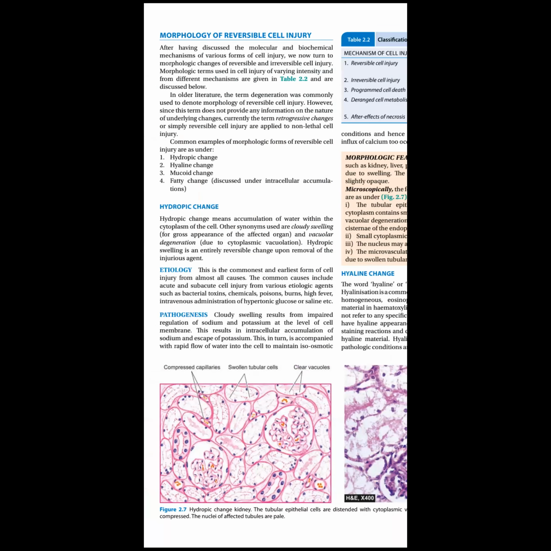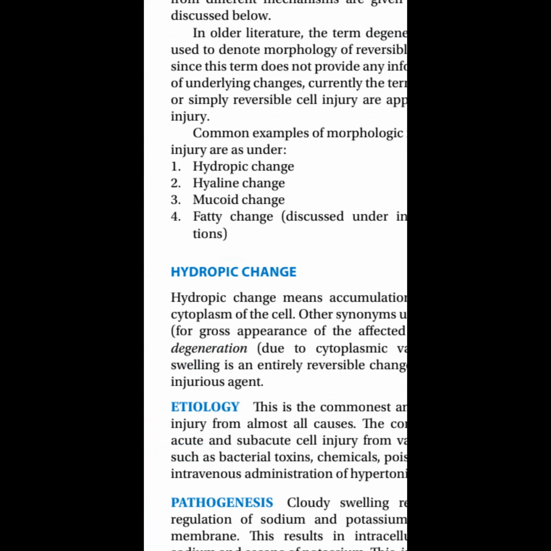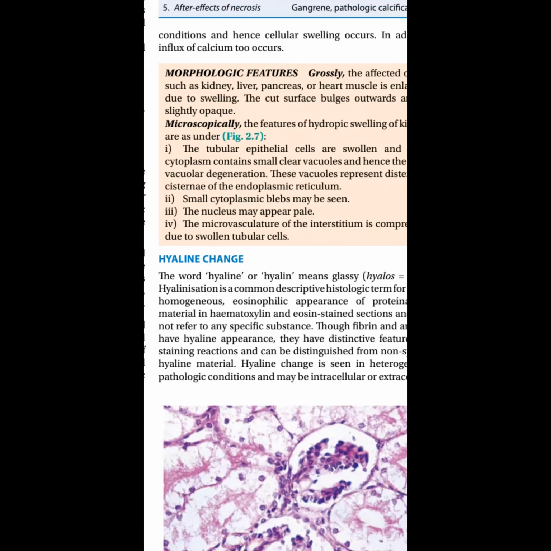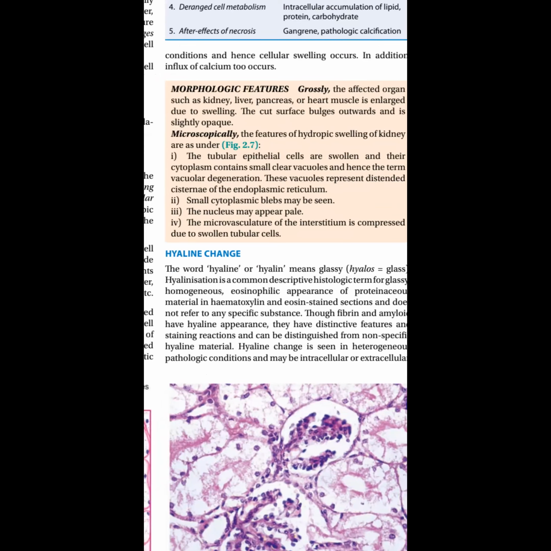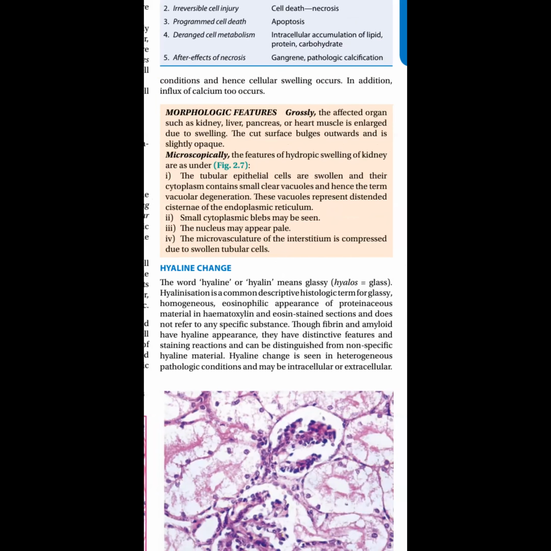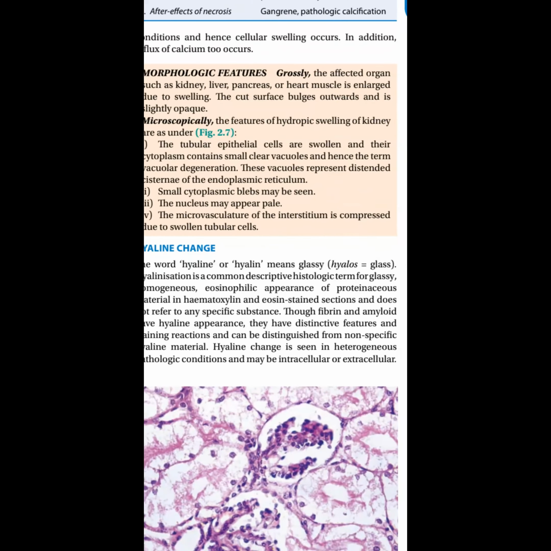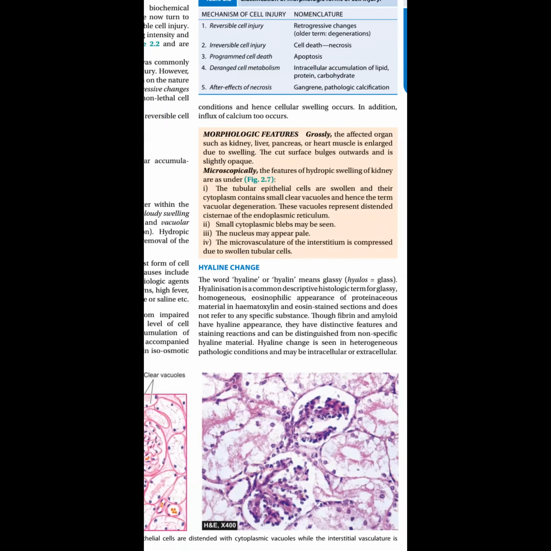And if I ask, give the morphology of the reversible cell injury, then you have to give these four: hydropic, hyaline, mucoid, and fatty changes. Now the second is the hyaline. In this, what happened? The layer of hyaline, the fibrin layer, the amyloid layers are getting affected majorly. It's very difficult to distinguish between these, and it happens intracellular as well as extracellular.